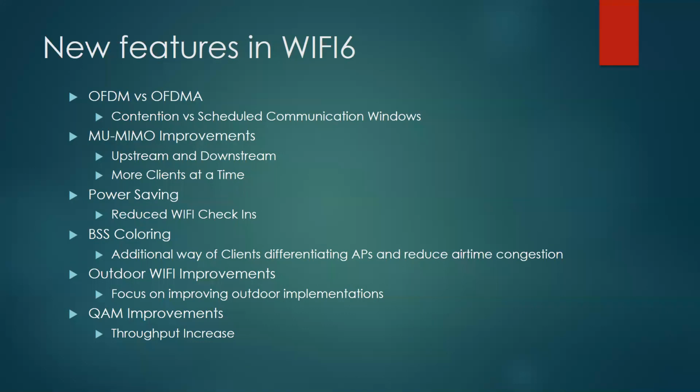The multi-user improvements are a minor revision to what they already currently have. I believe right now the current AC does 8x downstream. It can support multi-user MIMO up to 8x downstream. They're adding upstream to that with this Gen 6 release. So now it's upstream and downstream, and of course that means more clients at a time, upstream and downstream.